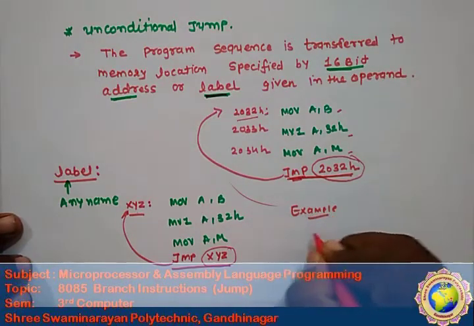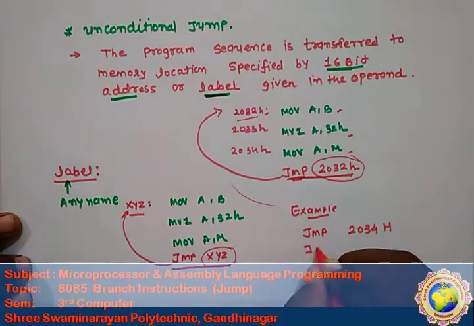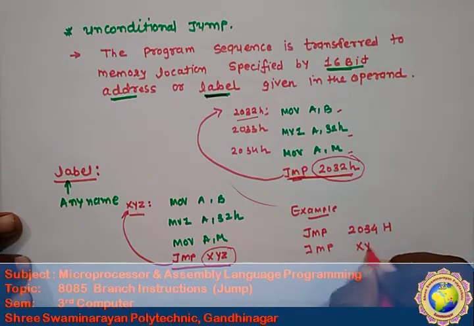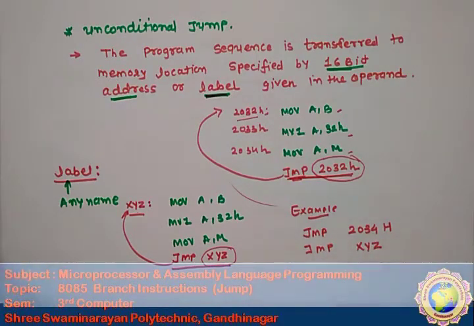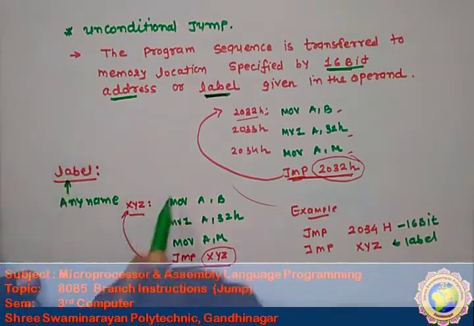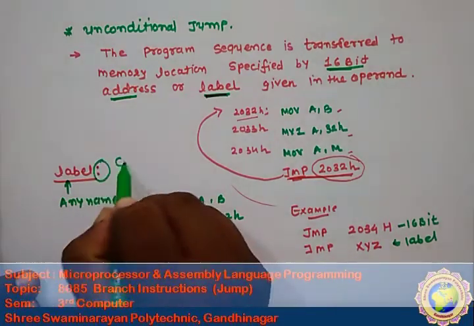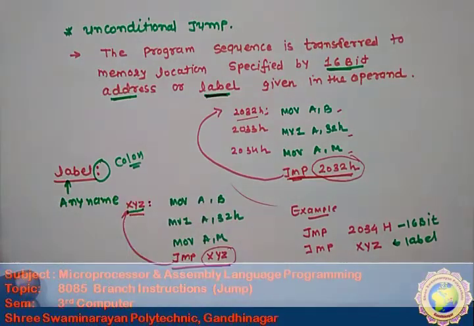The examples are: we have to use mnemonic JMP, then 2034H. The second is JMP XYZ. What is 2034H? It's a 16-bit address jump. And this is the label. One thing to remember: whenever you want to insert the label, you have to write your label name and then put here colon. This is known as a colon. આપણે અહીંયા colon નો compulsory ઉપયોગ કરવાનો છે.